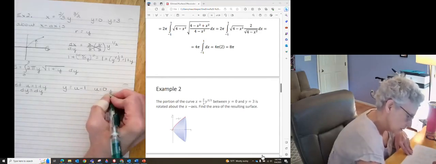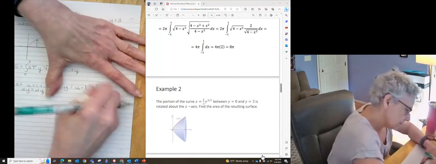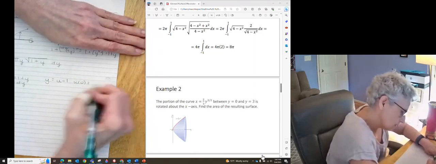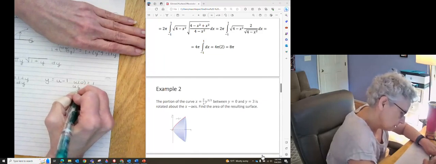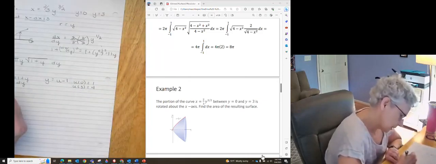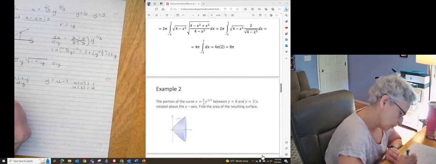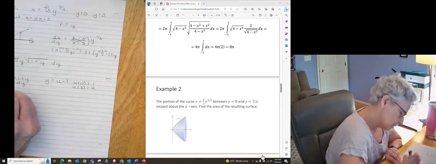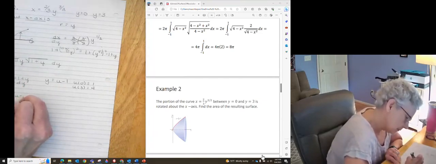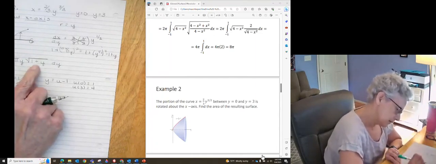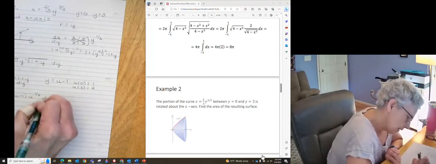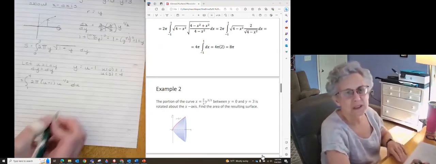u of 0 is equal to 0 plus 1, and u evaluated at 3 is 3 plus 1, which is 4. So this is the integral from 1 to 4, 2 pi. Instead of y, I have u minus 1. And instead of square root of 1 plus y, I have u to the 1/2. It's one of those double subs.